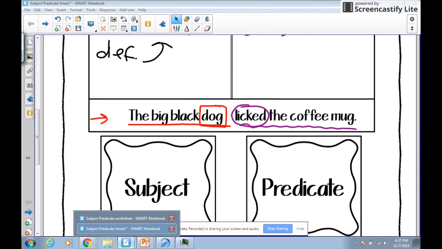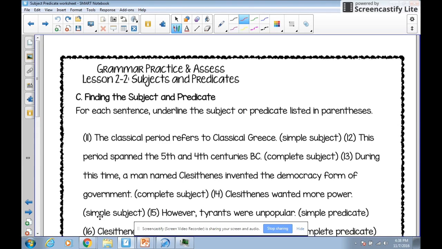So let's take a look at a couple examples. In this sentence, I'm looking for the simple subject. So remember, simple means one. So I'm looking for one word, and it has to be a noun or a pronoun because it's a subject to tell what the sentence is about. So if I'm looking for one word, it tells what the sentence is about, it's a period.